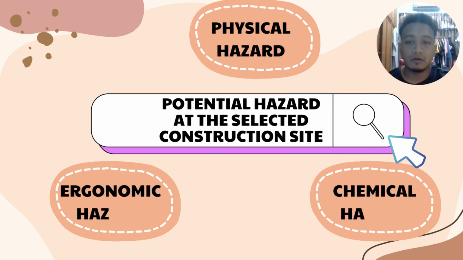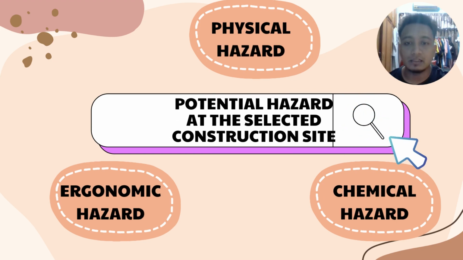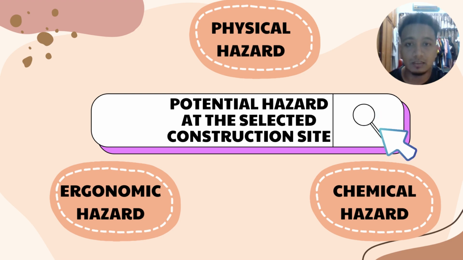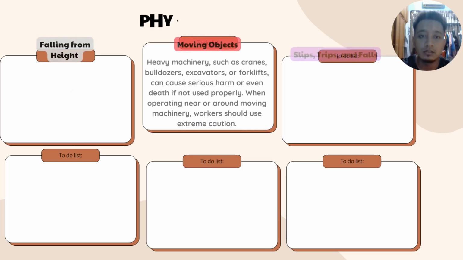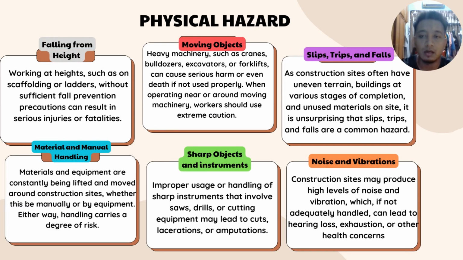Okay, the potential hazards at the selected construction site are physical hazard, chemical hazard, and ergonomic hazard. So for physical hazard, we have falling from height. Working at height such as on scaffolding or ladders without sufficient prevention precautions can result in serious injuries or fatalities.